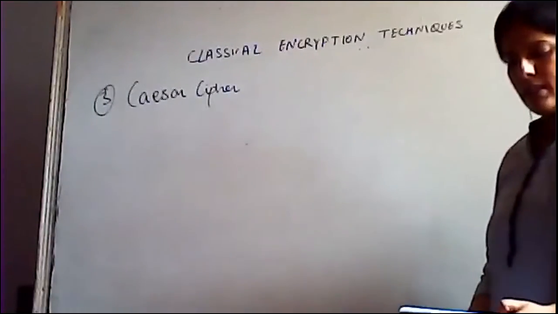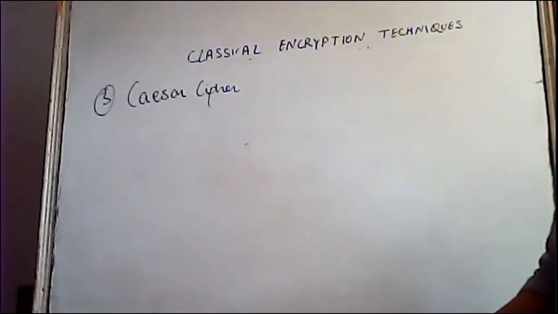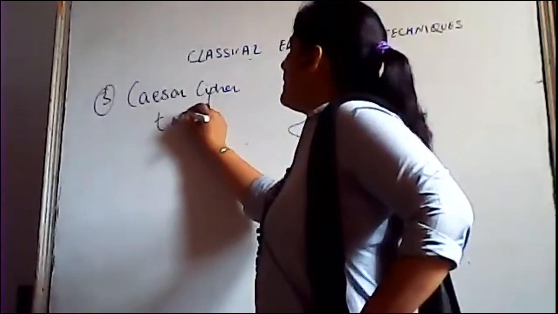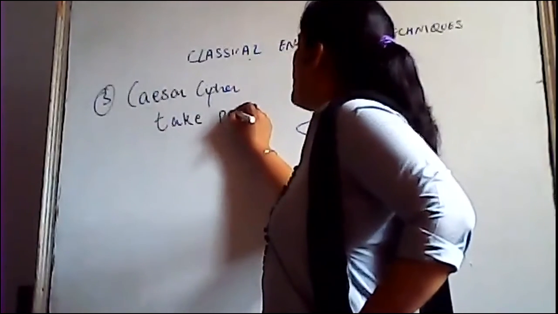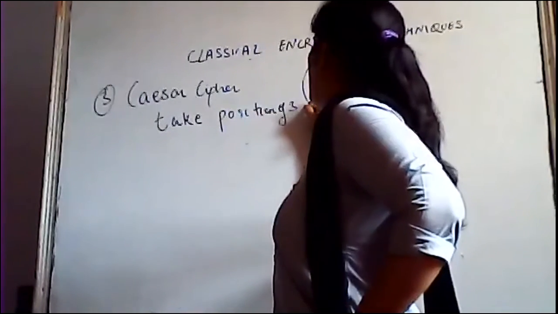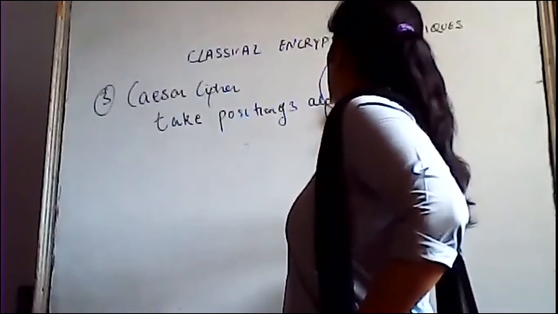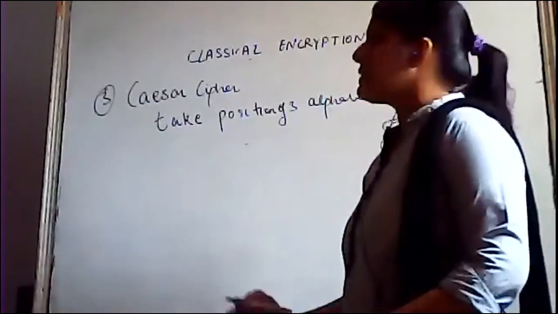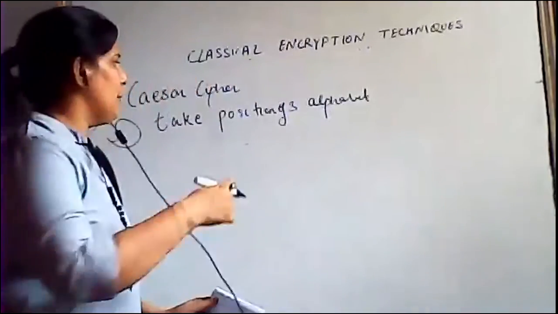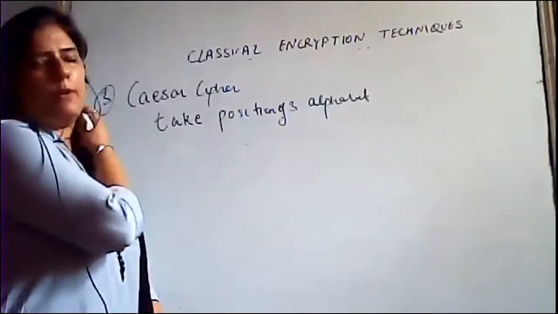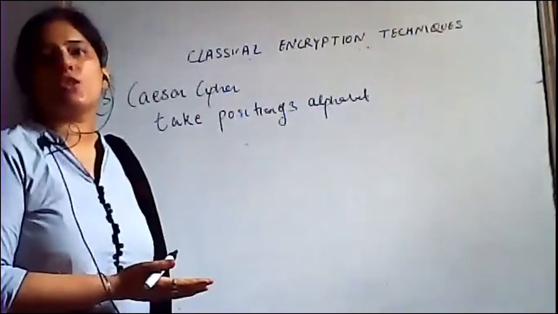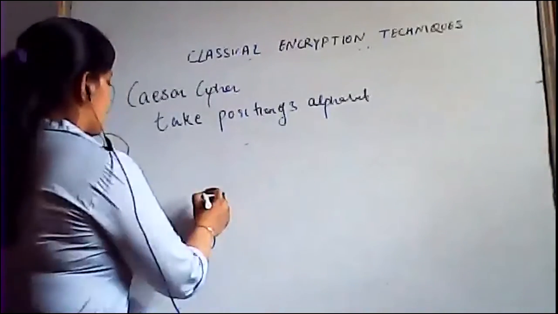So what is the Caesar cipher? It takes the position of the third alphabet. What is the functioning of Caesar cipher? It takes the position of the third alphabet. Clear? So this is the functioning of Caesar cipher: every time, whatever the alphabet is, it will take the third position after that alphabet. How? You can just see this example.